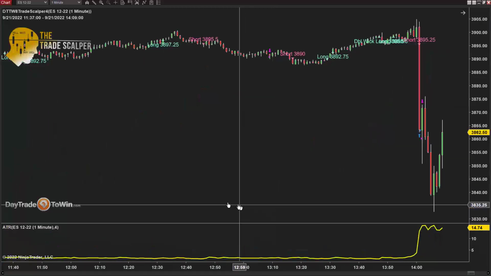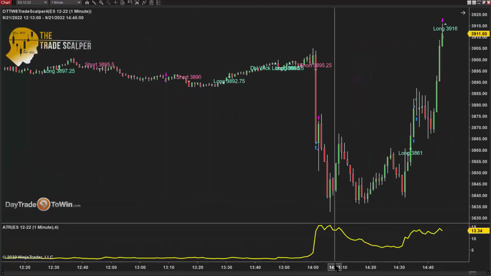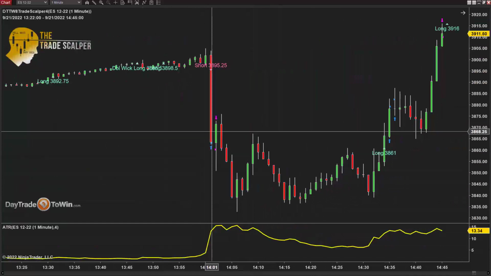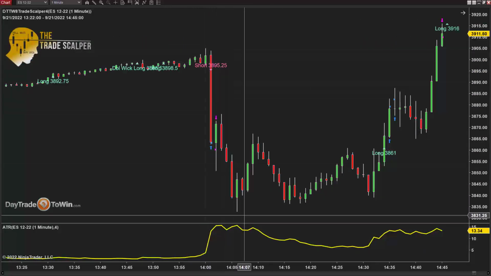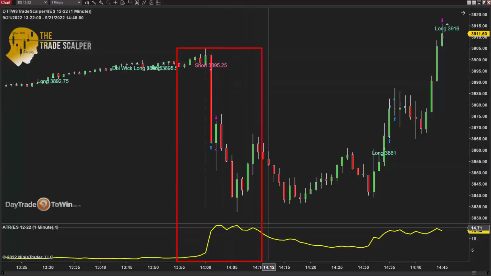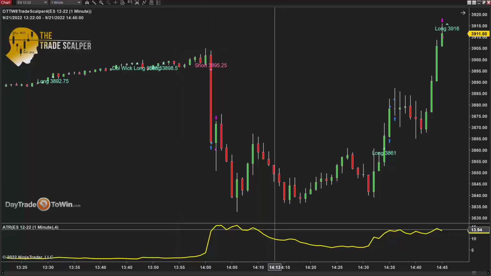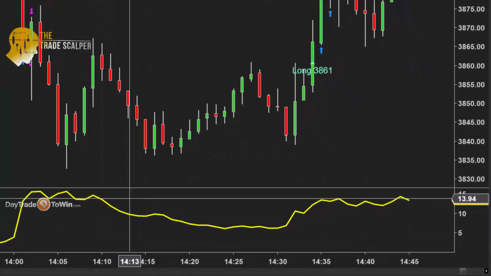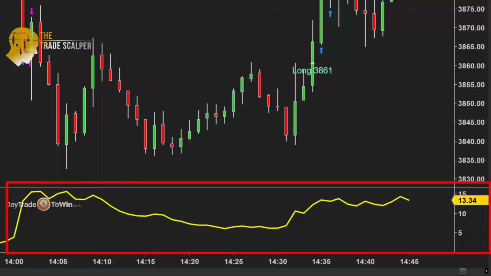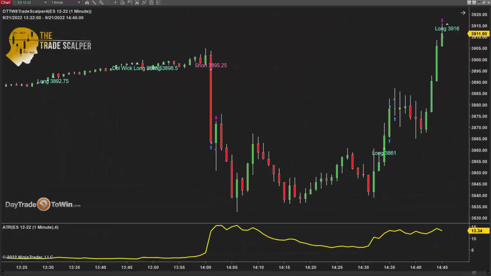But as soon as the Fed raised the interest rates and the market went ballistic here, you can see that the activity and the range, the volatility, really increased close to about 15 points. And so what that means is that if you are trading during this type of environment, you have to be very careful because the markets move very fast. Remember, these are 1-minute candles.